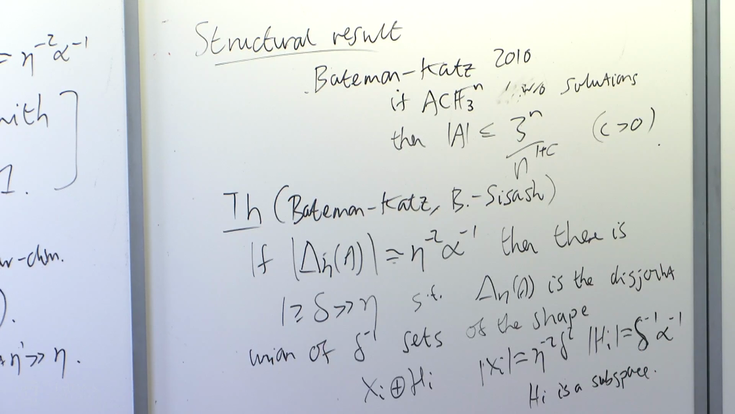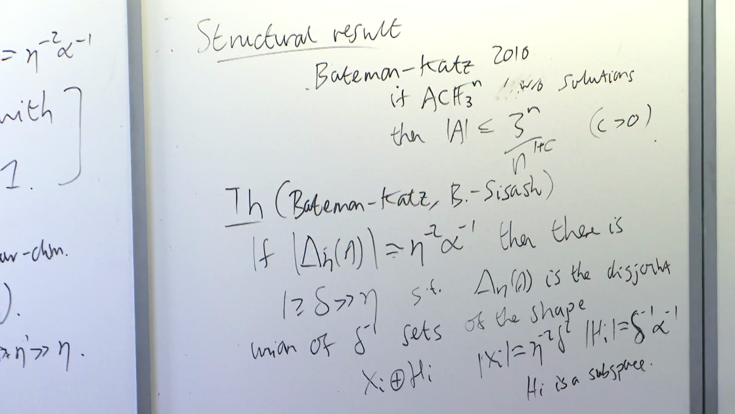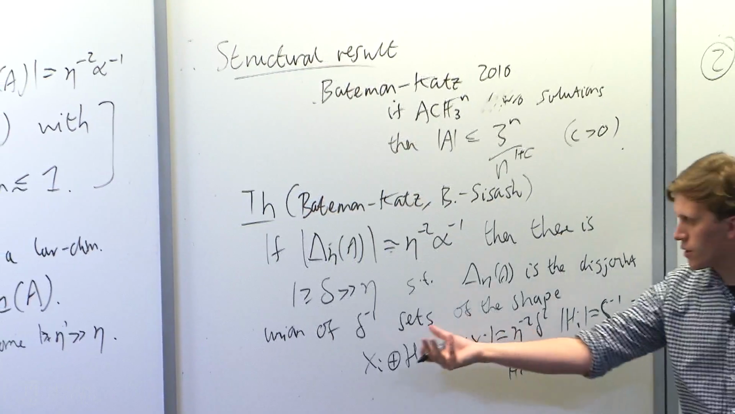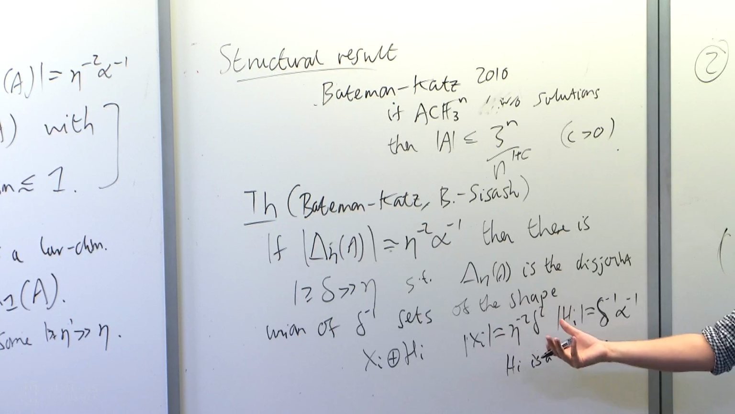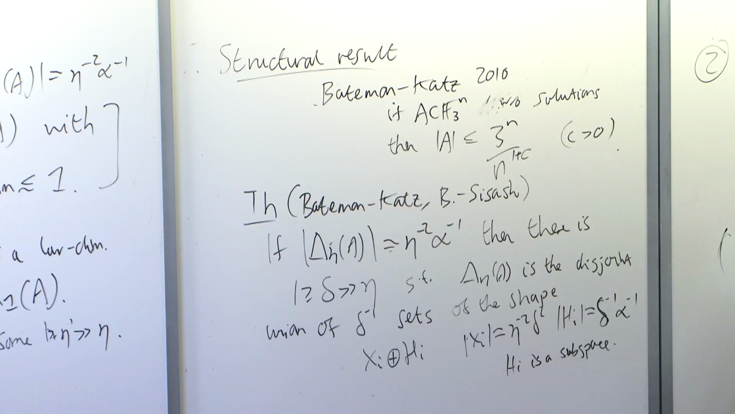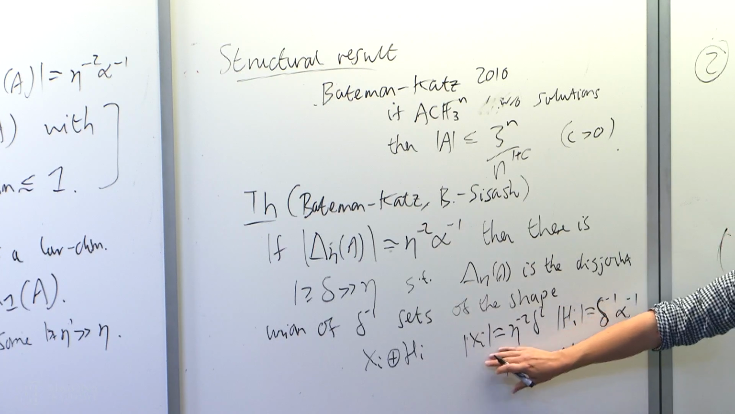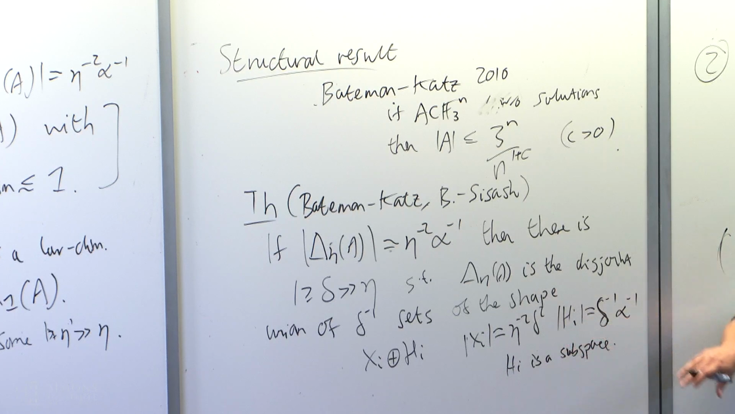Just pausing to digest that a minute. So essentially, what you should think of is if delta equals 1, then this is precisely the construction 1 that I wrote down earlier, right? And this is x plus h, x has size eta to the minus 2, h has size alpha to the minus 1. If delta equals eta, then this is this other construction here, right?